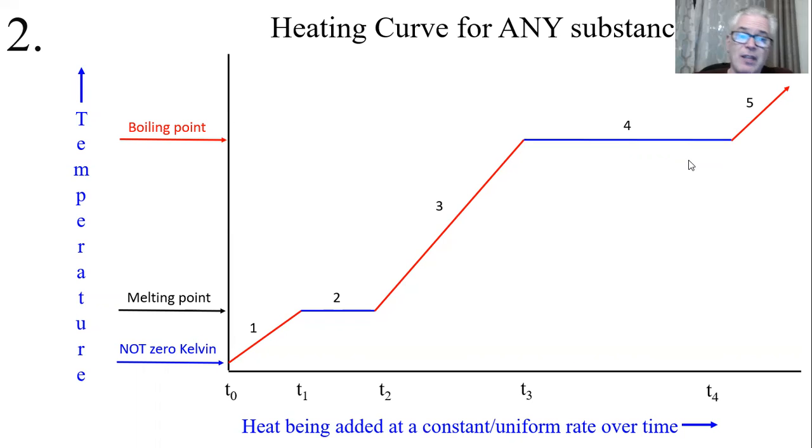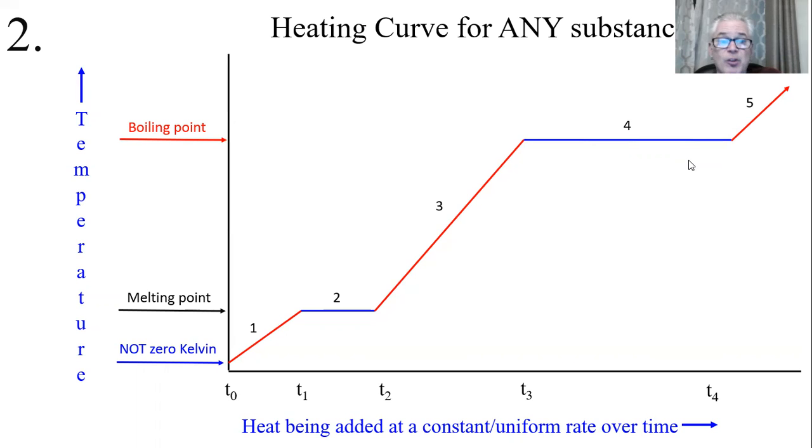From T0 to T1, as we add heat, the temperature goes up. That makes sense. We're adding heat and stuff gets hotter. The particles of the solid shake faster and faster and faster, and they vibrate more, and they actually increase in temperature. But at T1, which represents the melting point, the temperature where the solid begins to turn into a liquid, from T1 to T2, that's the melting point, temperature does not increase.